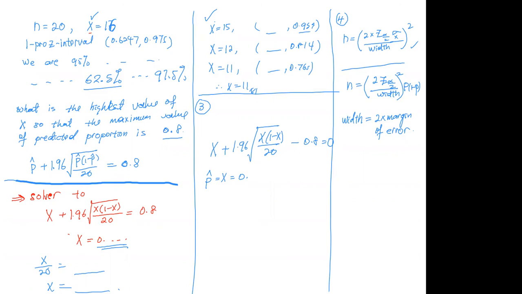Are you okay? Yeah, I think I got it already. Miss, for the trial and error, where do I sub the x into? You put it into your one prop z interval. There are two parts for you to fill in. One is the x, the other one is the n. So you just keep changing the x. Okay, thank you.